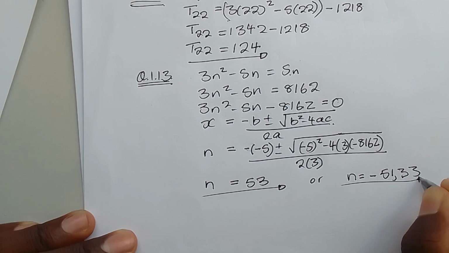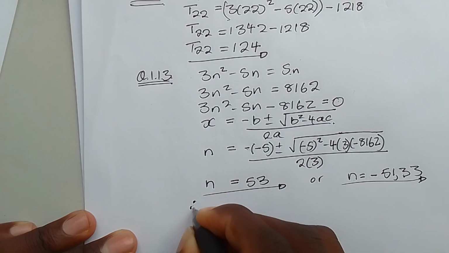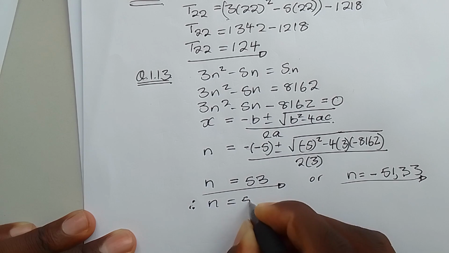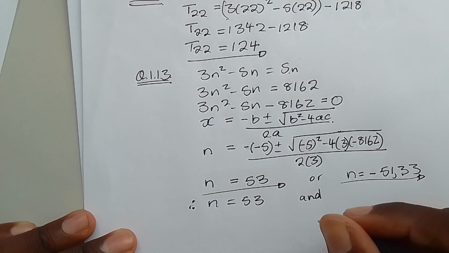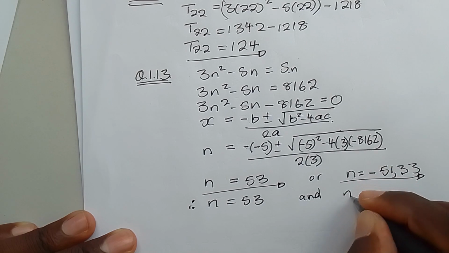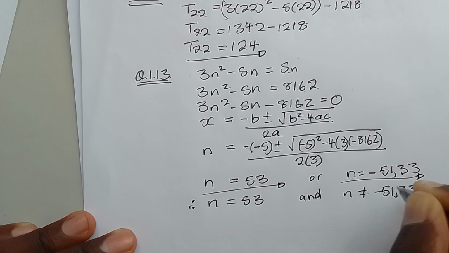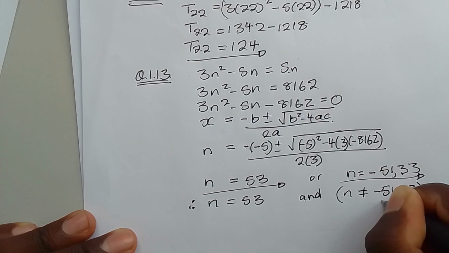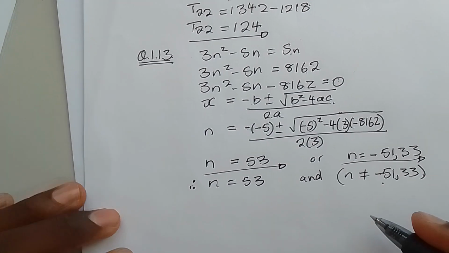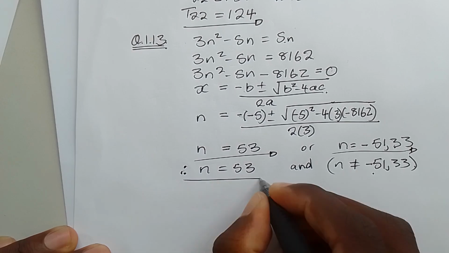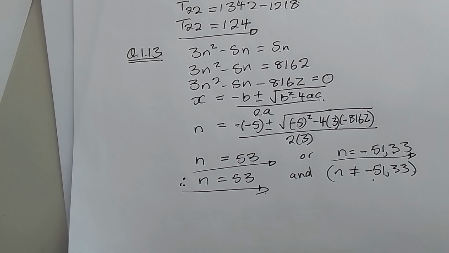Now these you'd say are our critical values. Now we can say therefore n is equal to 53, and you can say but n is not equal to negative 51,33. There's usually a mark for saying this, so you have to say n is not equal to the other value. And that is our answer for question 1.1.3.